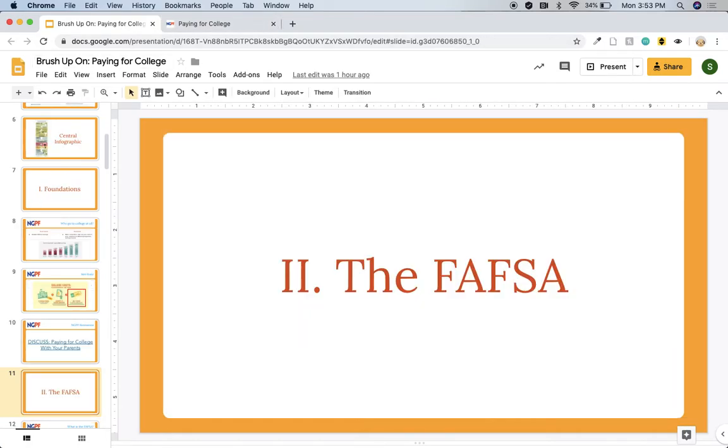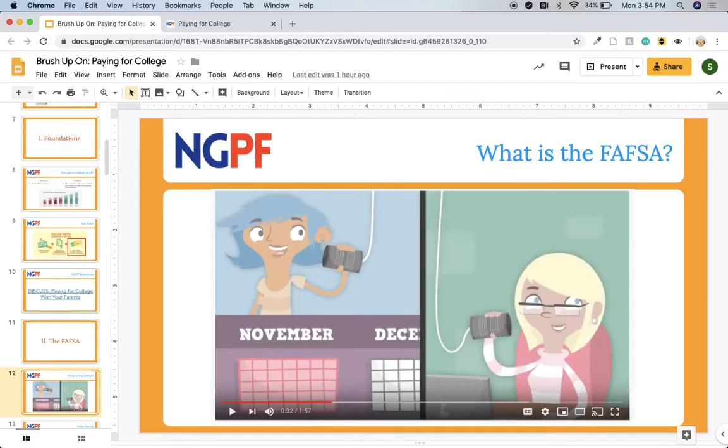All right, so let's move on to the next step. Again, you'll notice that we're going in chronological order, similar to our unit and aligned to that infographic that I showed you at the beginning. So let's talk about the FAFSA. So what is the FAFSA?